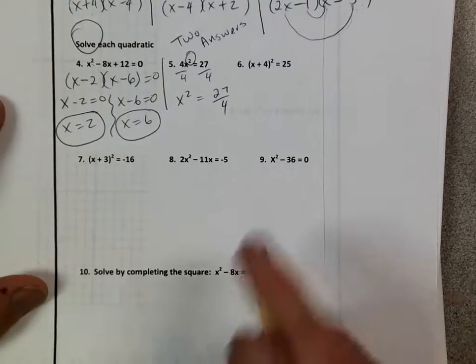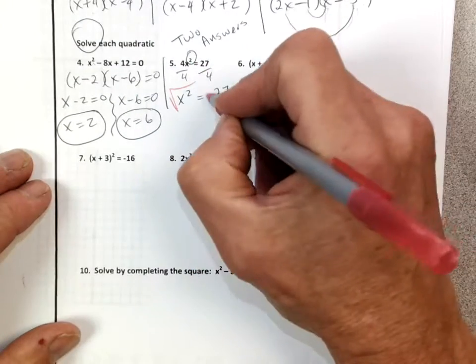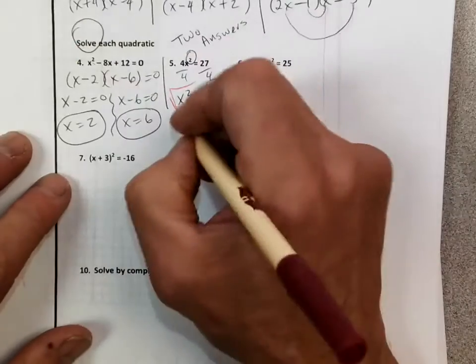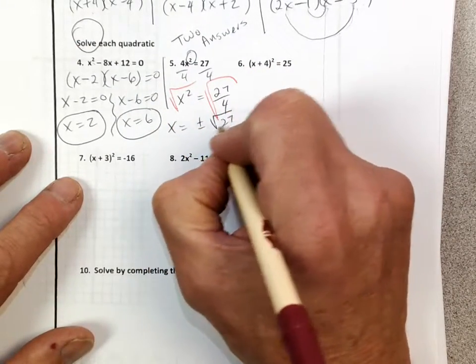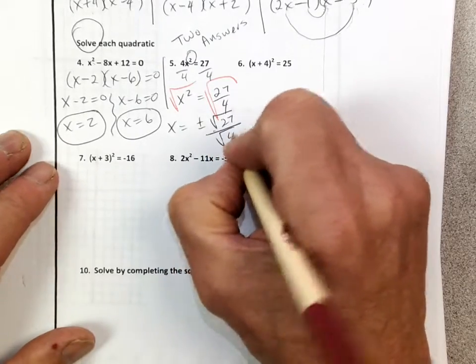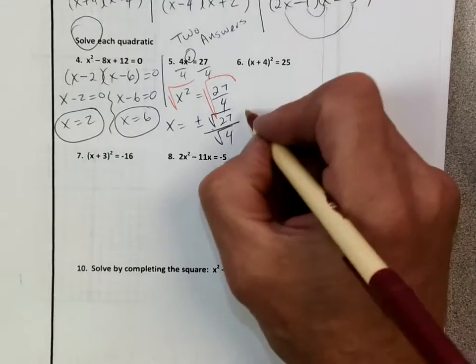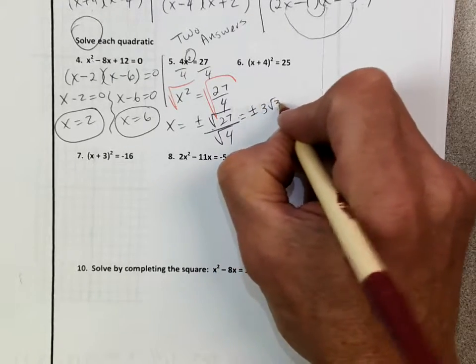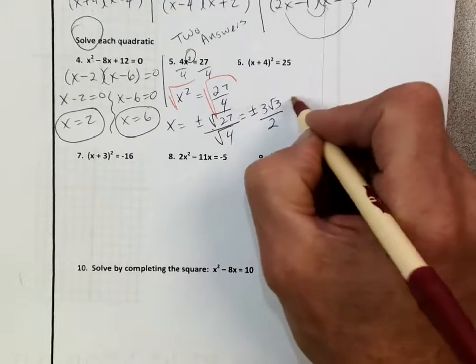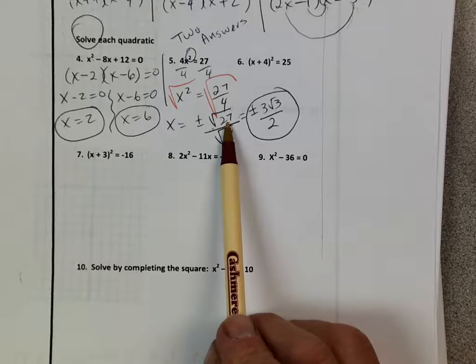So if I take the square root, I'm going to get square root of that, square root of that. I'm going to get x is equal to plus or minus the square root of 27 over the square root of 4, okay? But we can fix that answer. That's going to be the same thing as plus or minus 3 square roots of 3 over 2. Where did I get the 3 square roots of 3?